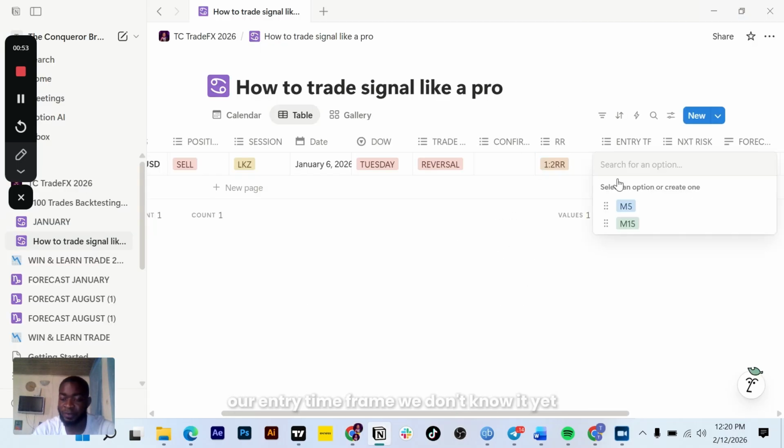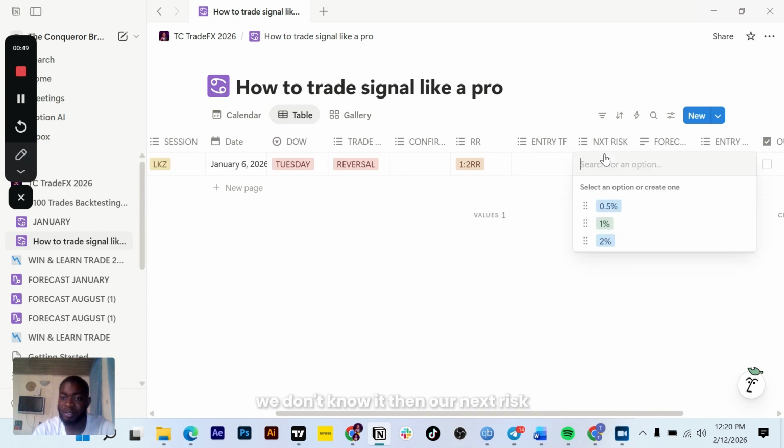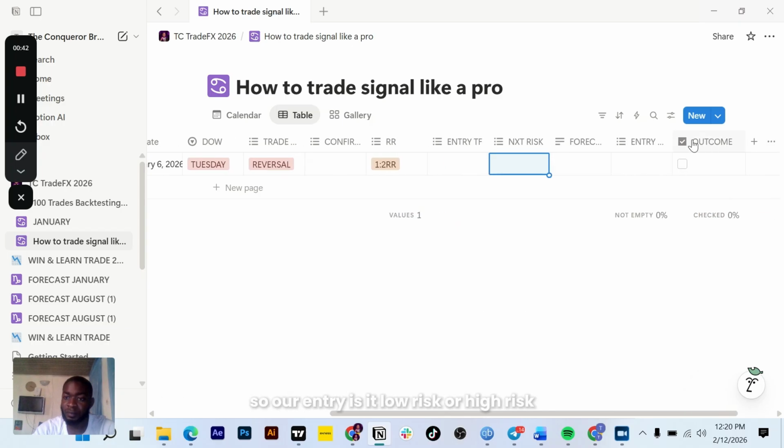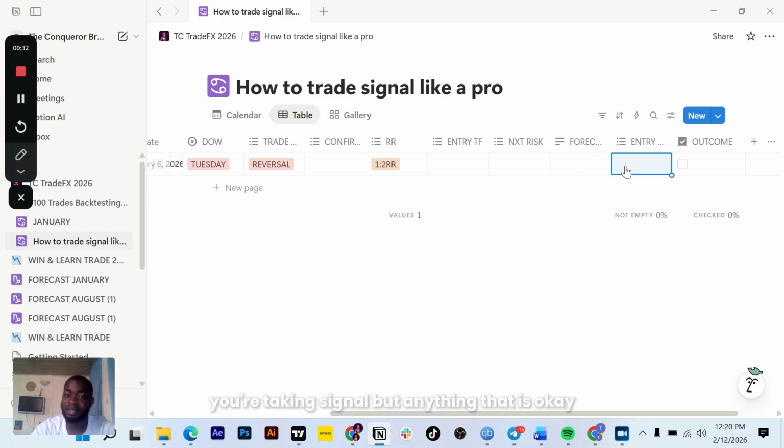Our entry time frame, we don't know it yet. Then our next risk depends on you, according to your account size, but I will teach you how to decide this now. So our entry, is it low risk or high risk? We don't really know, because you're just taking a signal. You are not the one analyzing it, you are taking a signal.